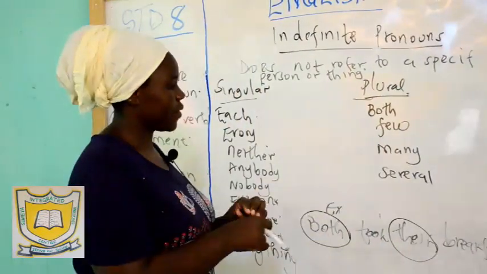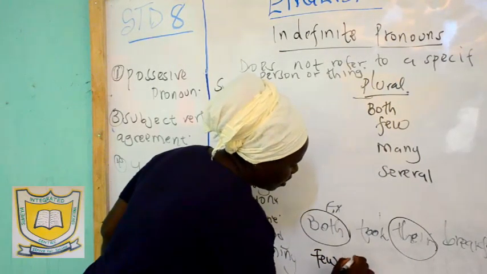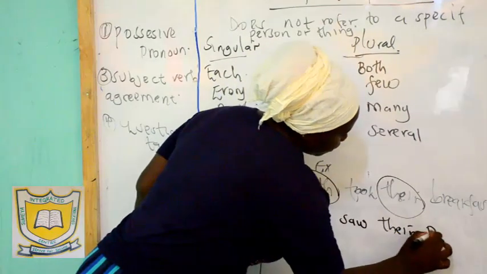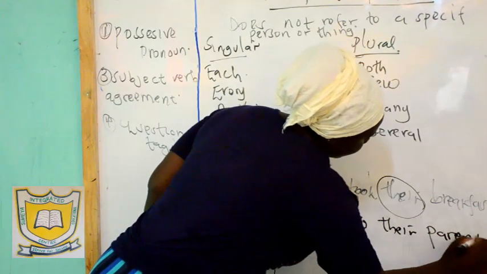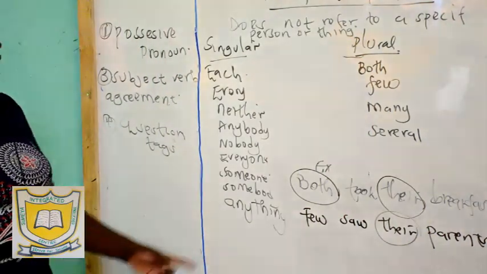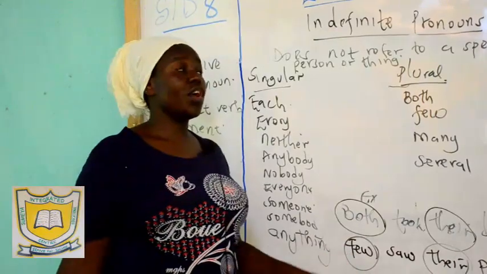There, that is correct. Few saw their parents. So you are going to say few saw their parents. There is a plural possessive pronoun. It matches with the what? The plural indefinite pronoun.